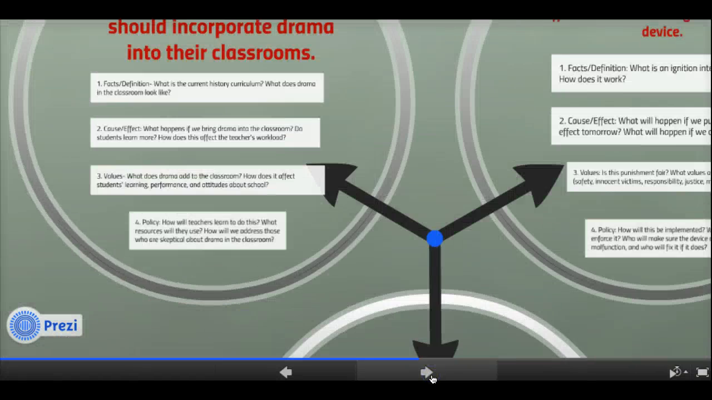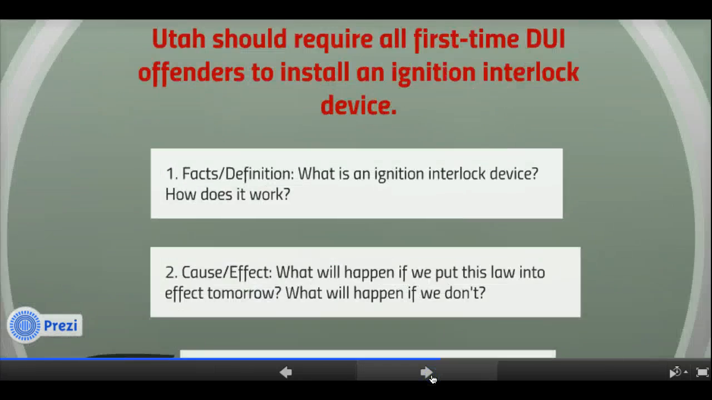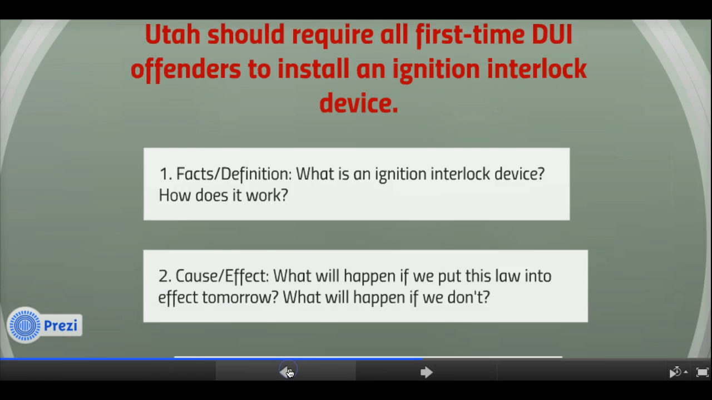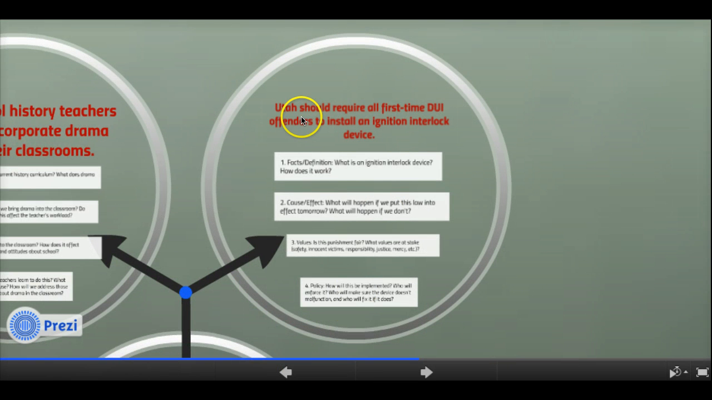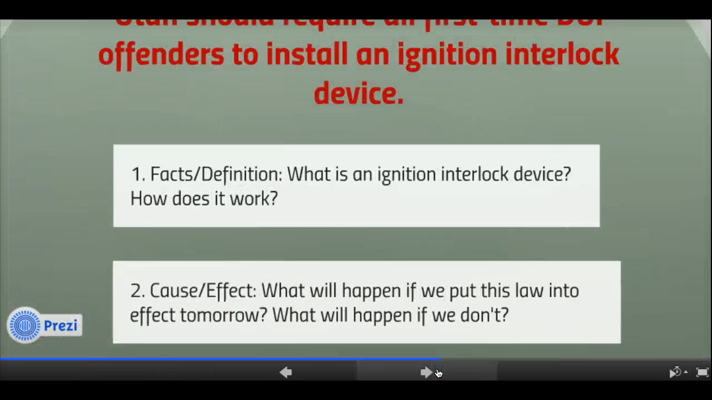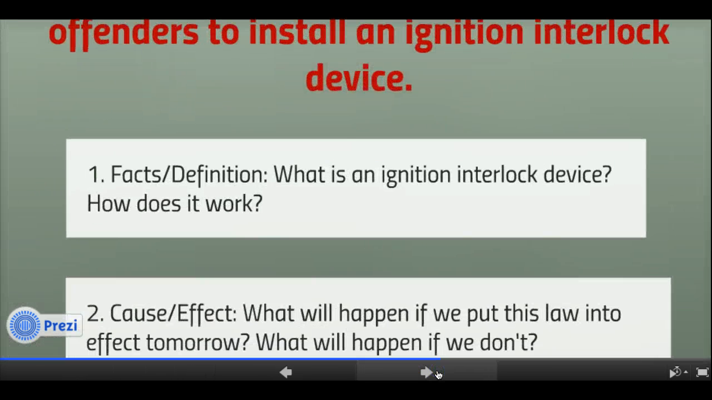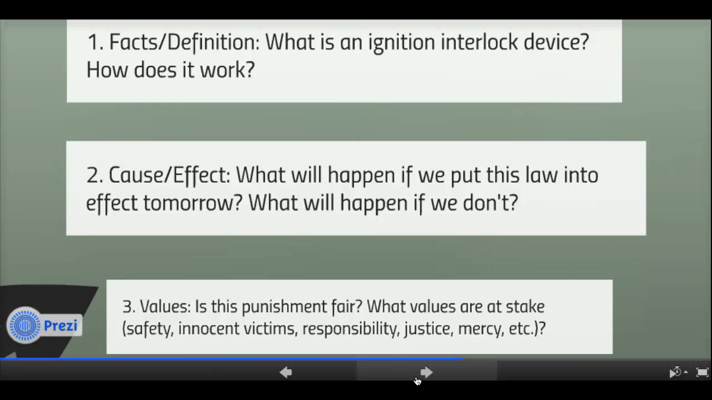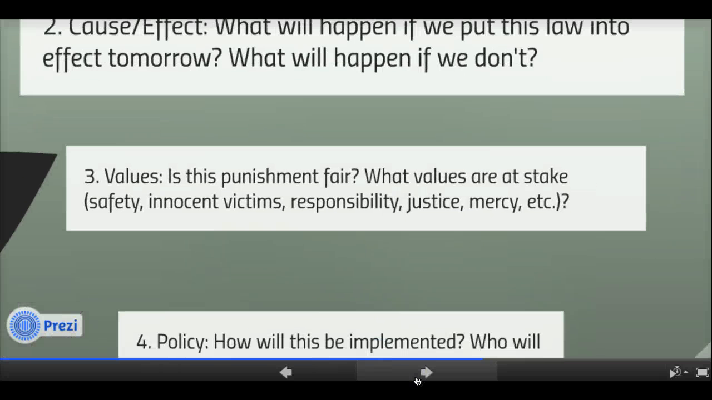Okay, let's look at our next topic to give you some more ideas. One of my students looked at whether or not Utah should require all first-time DUI offenders to install an ignition interlock device. Obviously the first question with that is, what is an ignition interlock device and how does it work? You have to pretty much start there. Then looking at cause and effect, what would happen if we put this law into effect tomorrow? What would happen if we don't? Values, is this punishment fair?